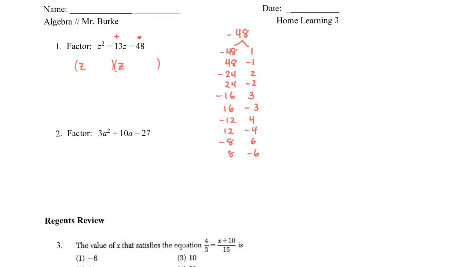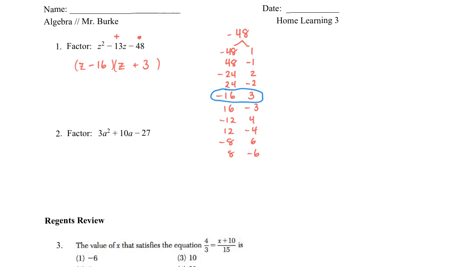But yes, you're right. Turns out that negative 16 and positive 3 multiply to negative 48 and add to negative 13. So my two numbers are negative 16 and positive 3, and that's that. You can check it with double distribution if you want to, or Punnett square, but that's pretty much everything.